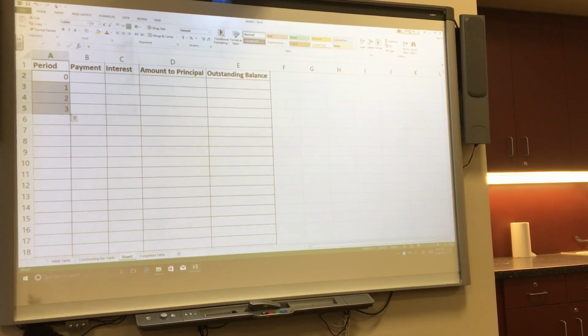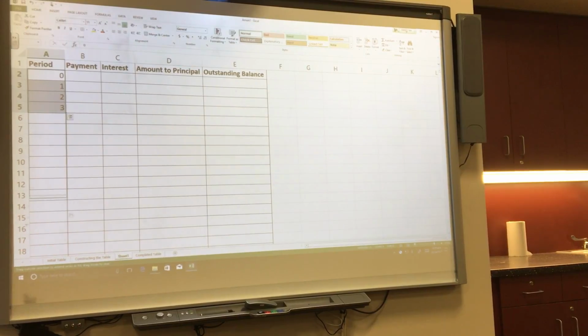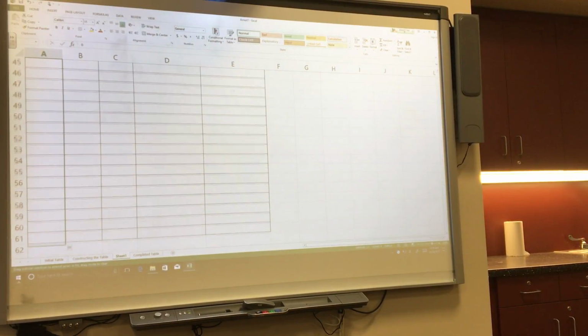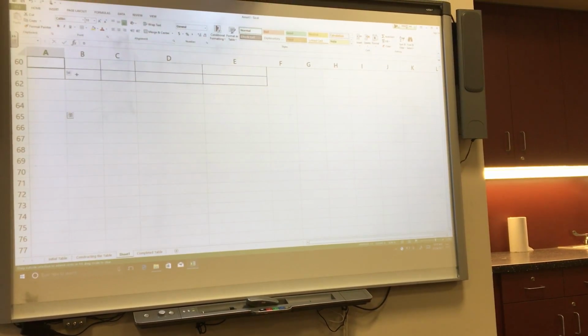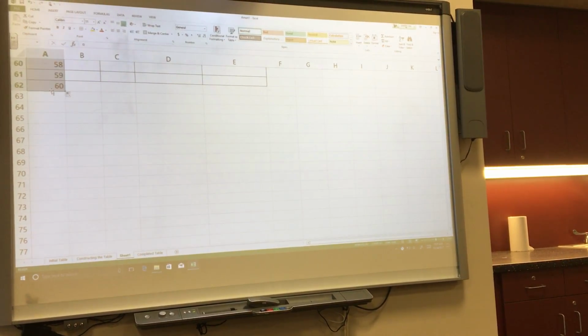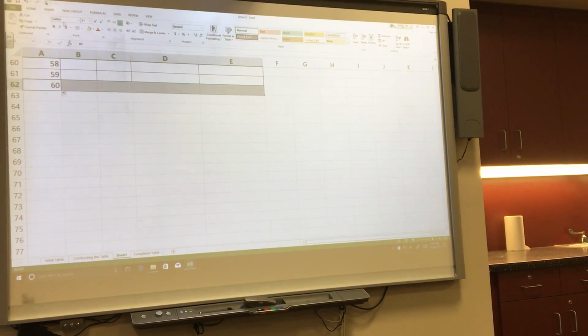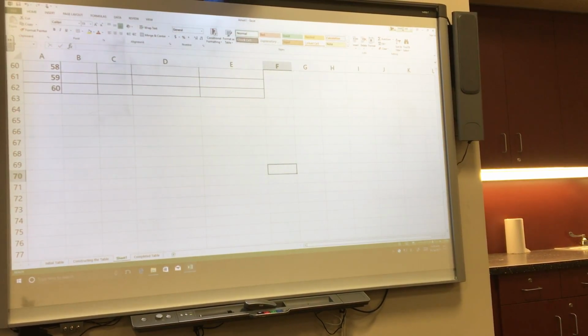And you get that little plus sign on the bottom right-hand corner. You can drag it down. I don't know if you can see it, but there's actually a little number that's popping up that's telling me how far I've gotten so that I get the full 60 rows.